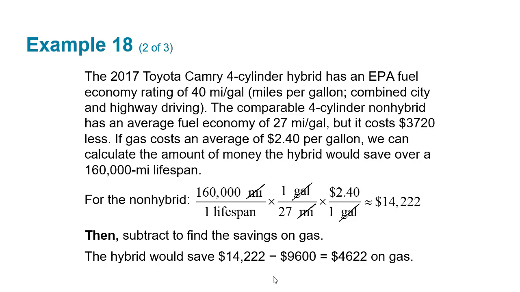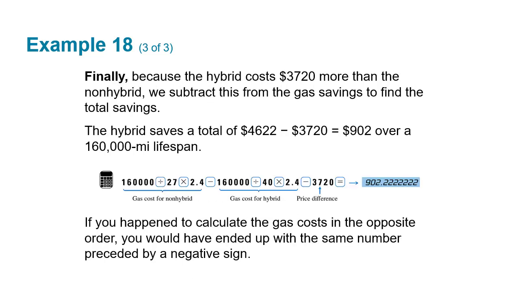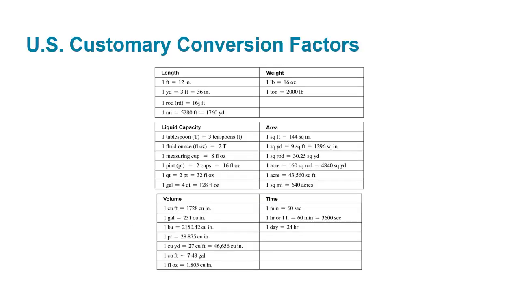So the difference between the two, right, the hybrid would cost us $4,622 less in gas. However, remember, they told us that the hybrid costs more. So in essence, it really only saves us $900 over that 160,000 mile lifespan. So it's just one way of determining which one's the better economic choice.